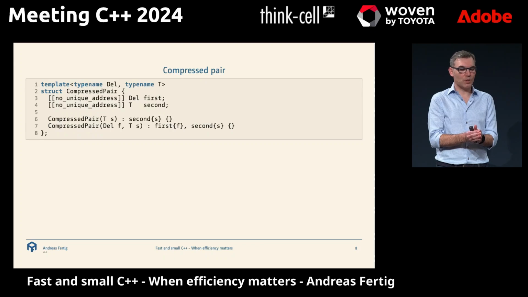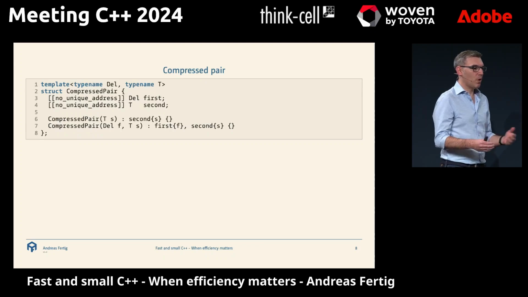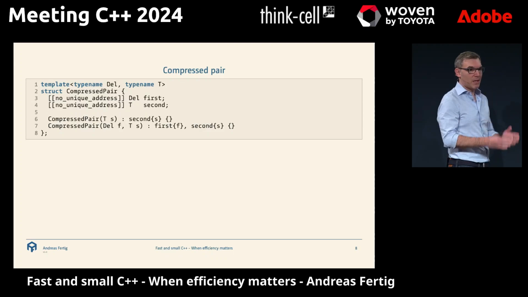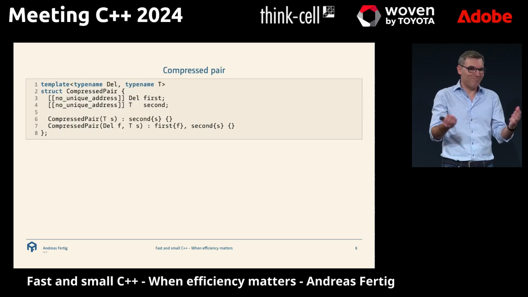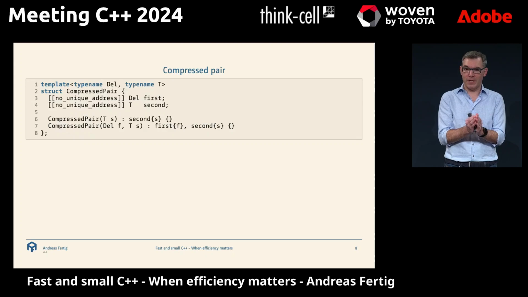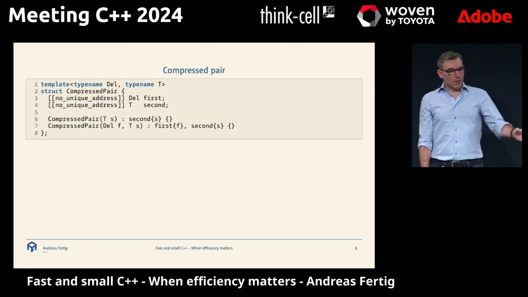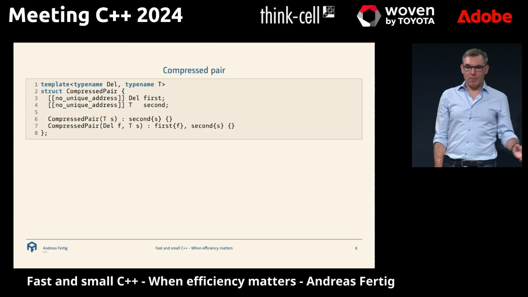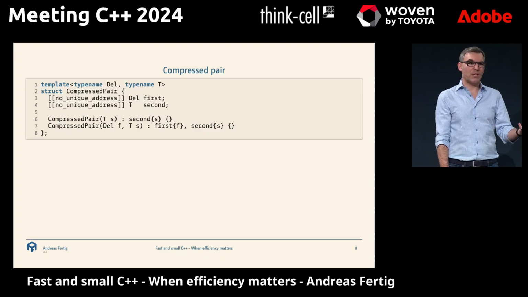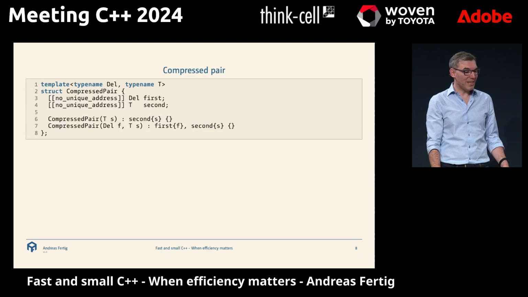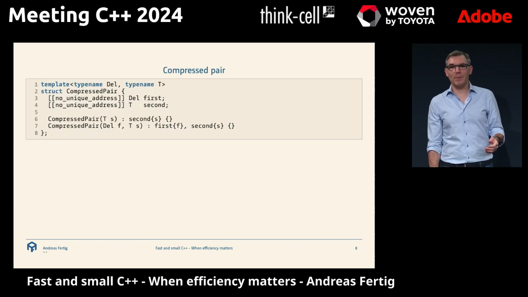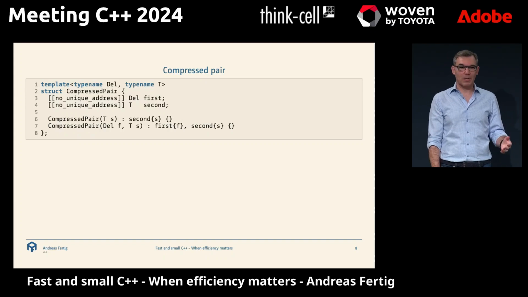So see it maybe as a union that we have here, but both of them can be active at the same time if that helps. But they can have the same starting address. So first and second here can technically have the same starting address. They do not occupy storage space if they are empty. So my compressed pair here takes as a first type my deleter, and as a second the T that my unique pointer was typed with. And I say they are both of type no_unique_address. So first is my deleter, second is my T.